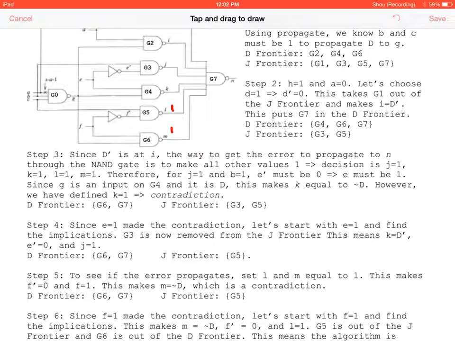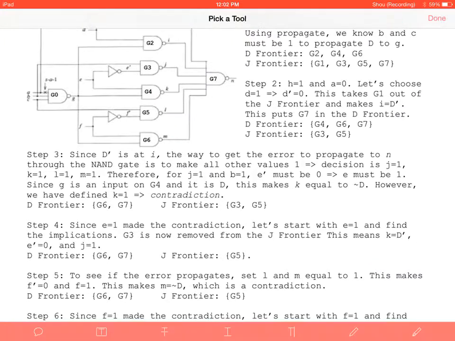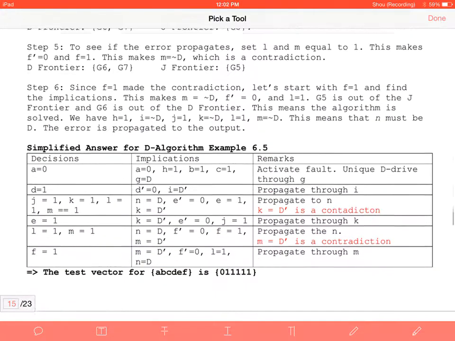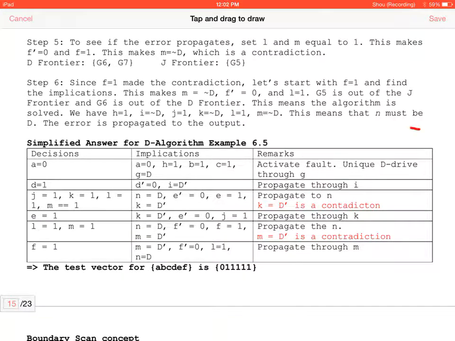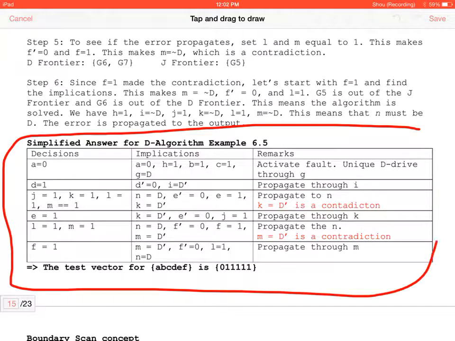So let me go to this table. Now this is the simplified answer. That'll be good for you to actually write down. Same thing, just really brief going through it again.